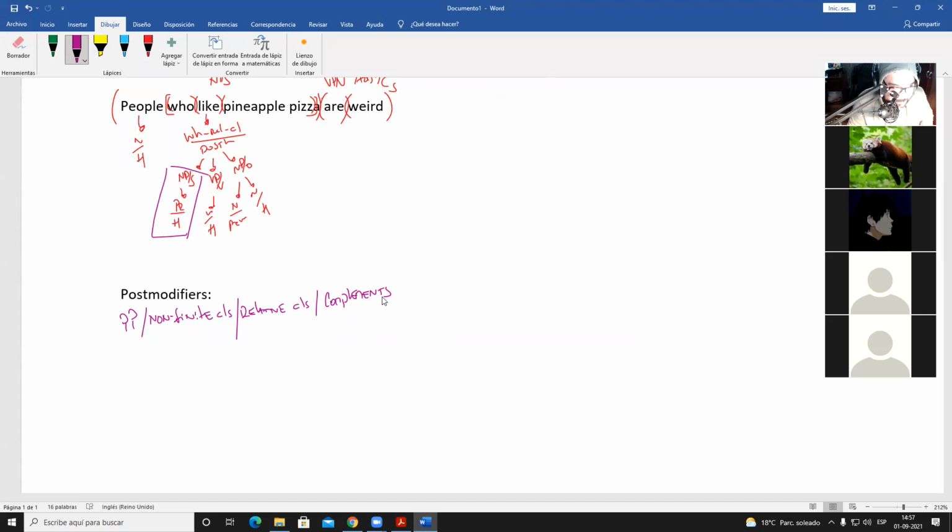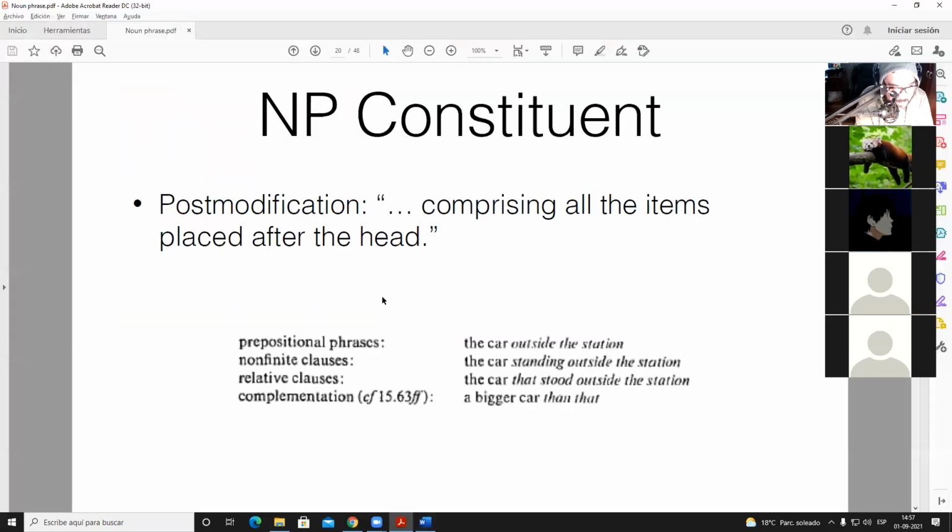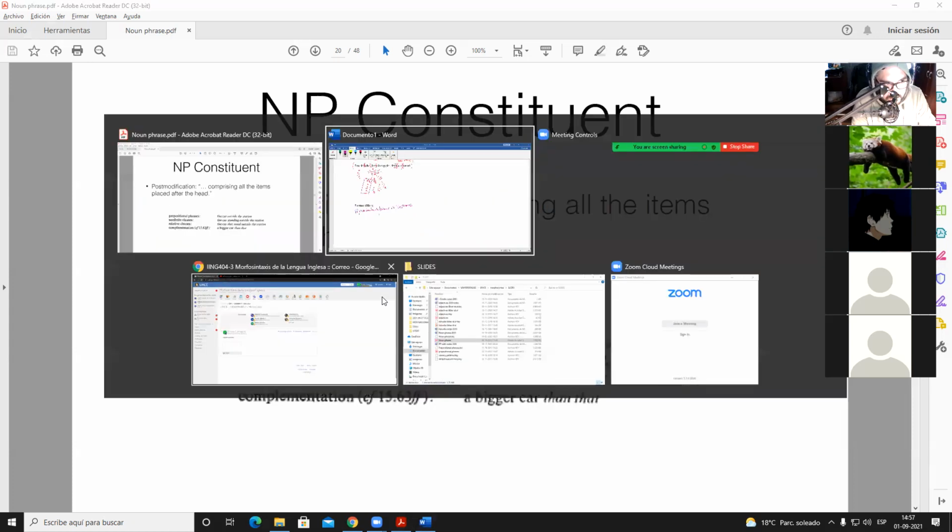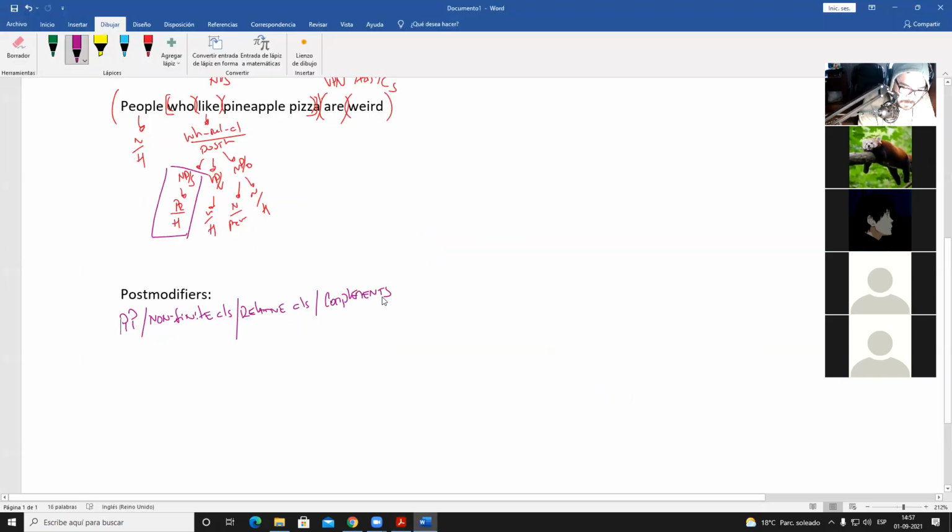Okay? We're going to see them. Therefore, post modification comprises all the items placed after the head. Therefore, prepositional phrases like in the car outside the station, right? The car outside the station. We're going to do them all.